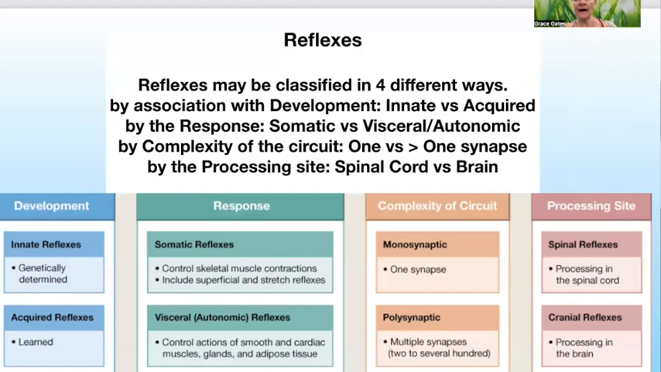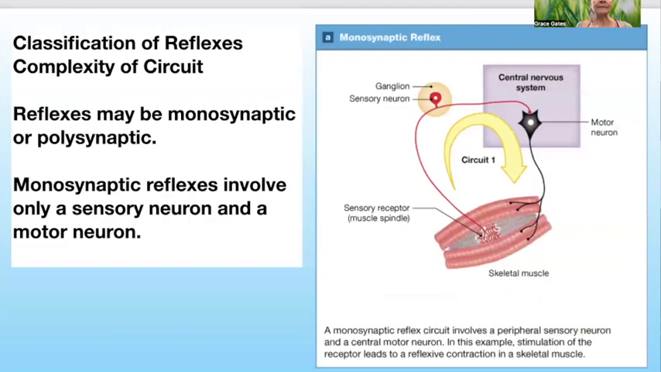Reflexes can be classified in 4 different ways, and you might see different things. They may be classified by association with development. They may be innate versus acquired. By the response made by the reflex, it might be a somatic or visceral response. By complexity of the circuit, whether there is one or more than one synapse. By processing site, which might be in the spinal cord or in the brain.